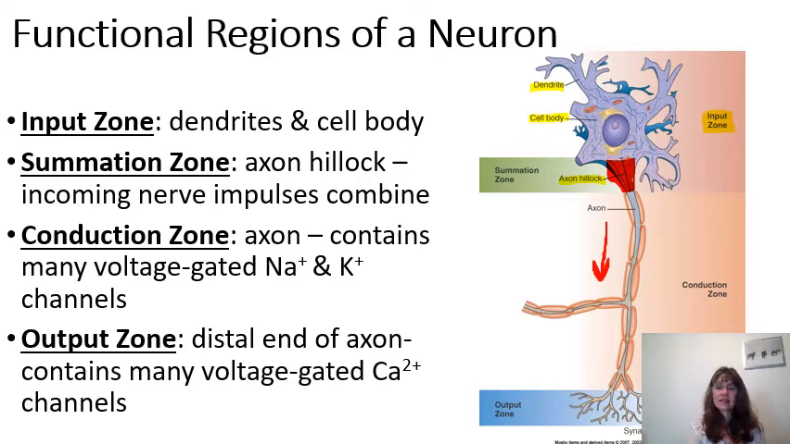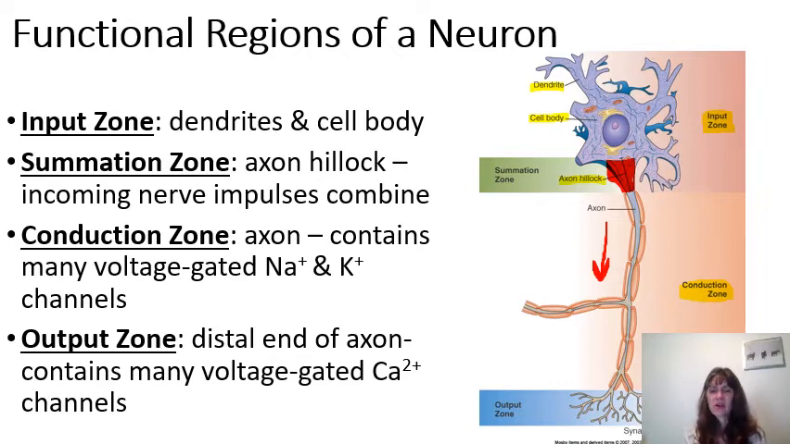The axon is also referred to as a conduction zone because if a nerve impulse is spread down the axon, it is essentially conducting electricity. The axon contains many sodium and potassium voltage-gated channels. These are proteins that change shape to allow sodium to come in and potassium to go out, depending on the voltage of the membrane of the axon.